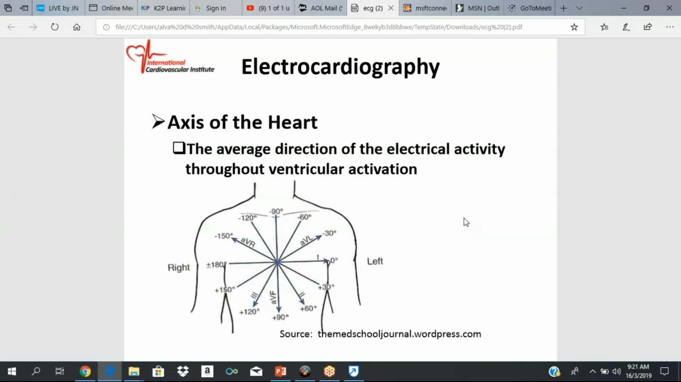So the next thing I should be talking to you about is the axis of the heart. Probably going to wait a little bit to do that, but when we say the axis of the heart, it is basically the average direction of the electrical activity throughout the ventricular activation. Basically, what direction the electrical impulse is traveling in. That's the axis. And let me do a few things first, and then I'll come back to that.